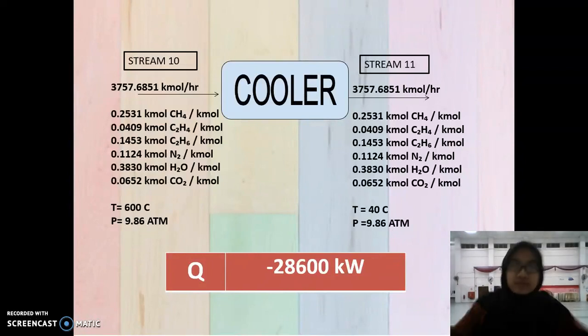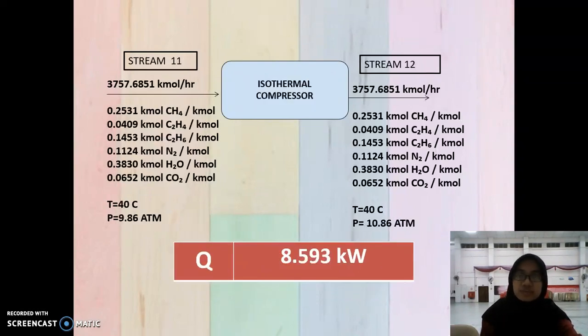I will continue with the cooler. The main purpose of this cooler is to lower the temperature. The inlet temperature is 60 Celsius and the outlet temperature is 40 Celsius. The pressure of this cooler remains constant. So the energy is negative 28,600 kilowatt.